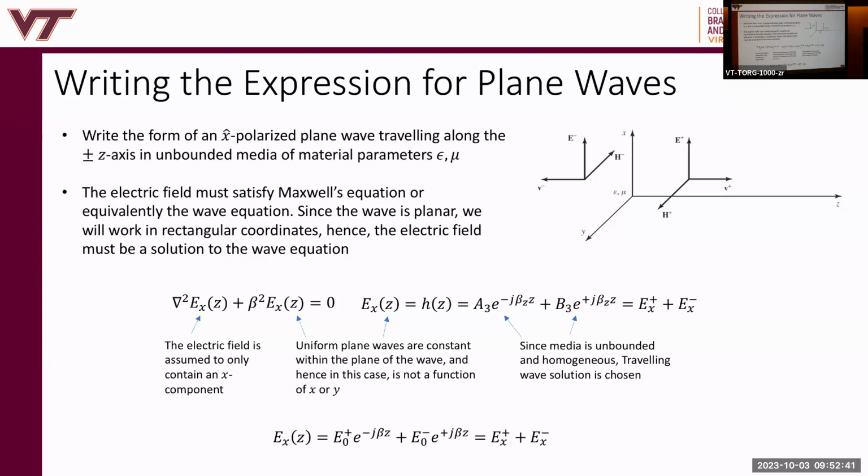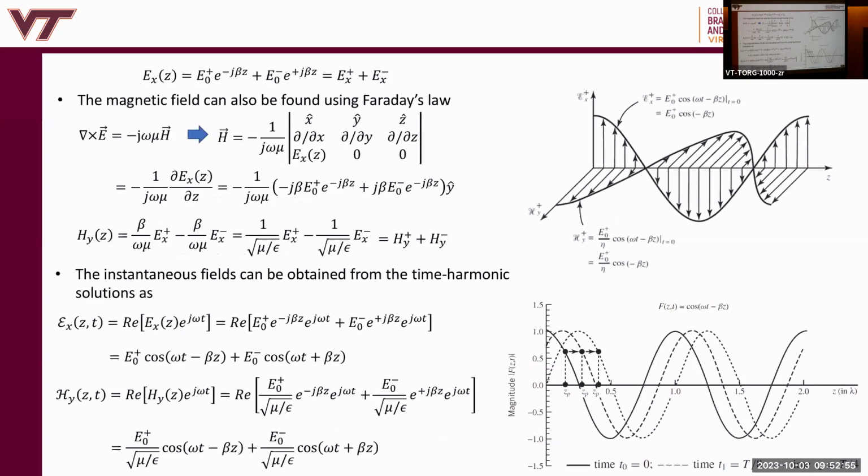Down here, it looks like I've just renamed these coefficients into E naught plus and E naught minus. Everybody understand this? Very good. So I've repeated the equation at the top here.